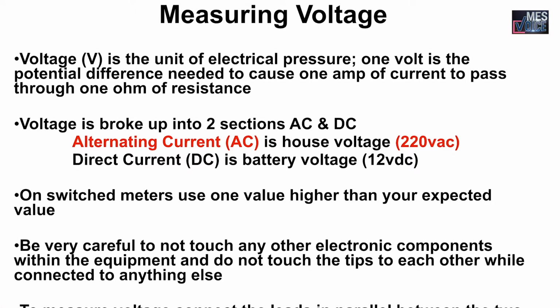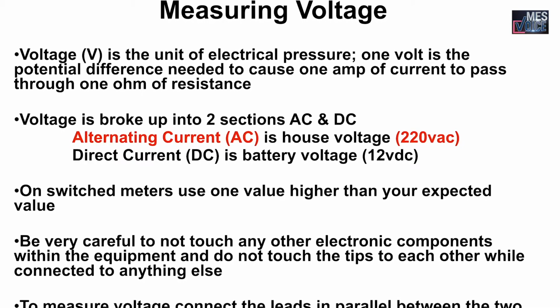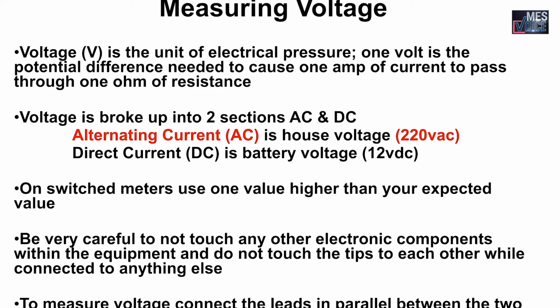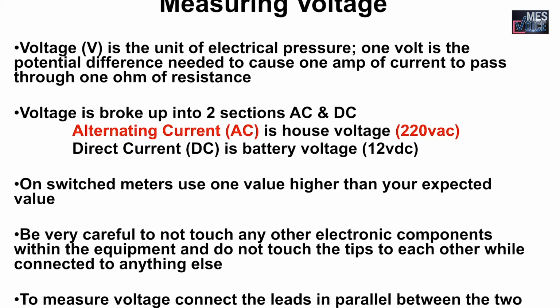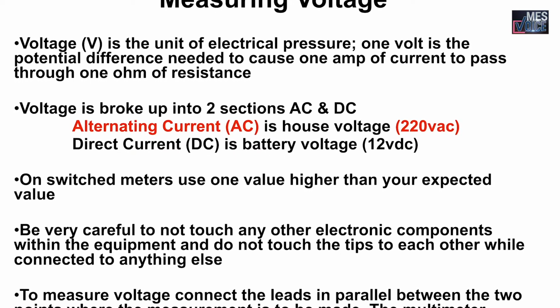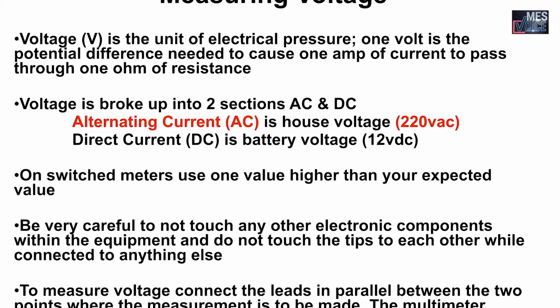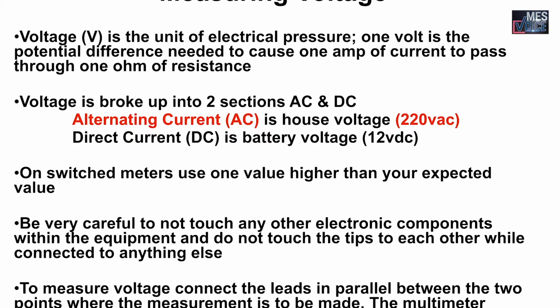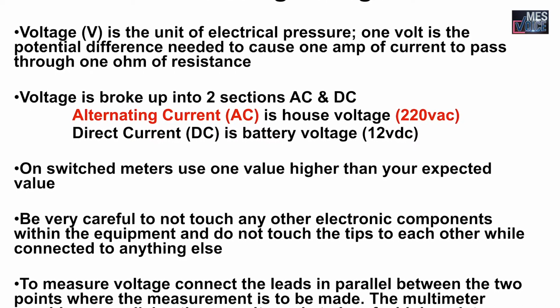Measuring voltage. Voltage is the unit of electrical pressure. 1 volt is the potential difference needed to cause 1 ampere of current to pass through 1 ohm of resistance. Voltage is broken up into two sections, AC and DC. Alternating current, AC, is house voltage, 220 volt AC. Direct current, DC, is battery voltage, 12 volt DC.